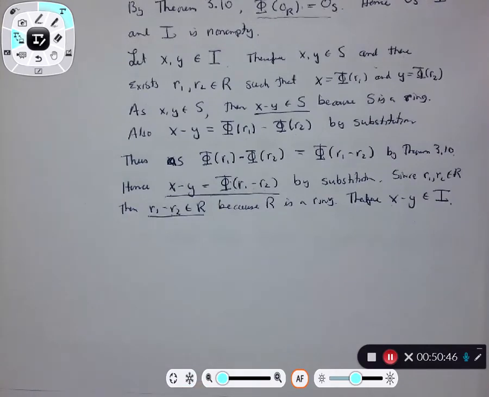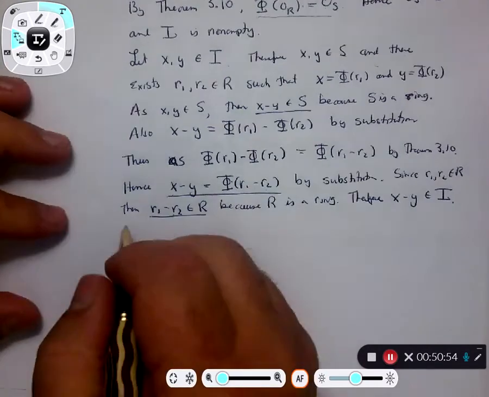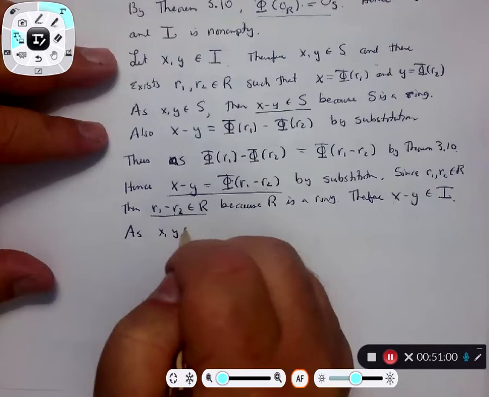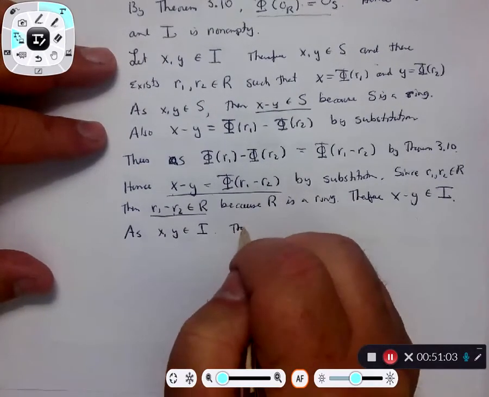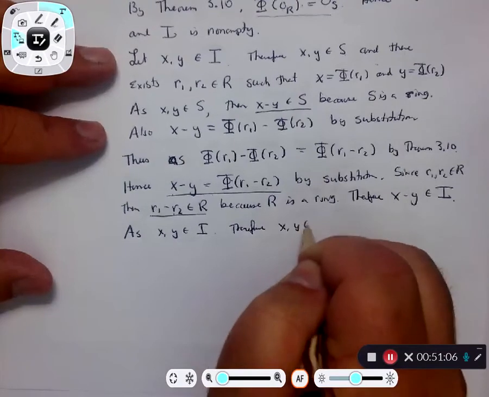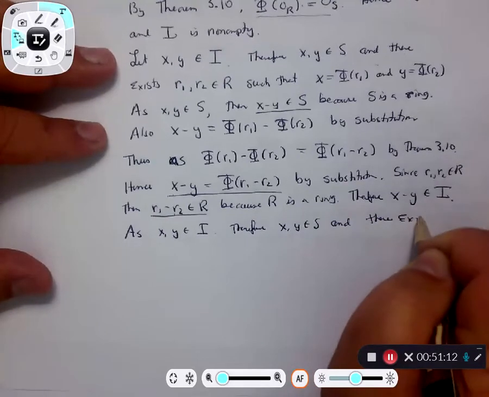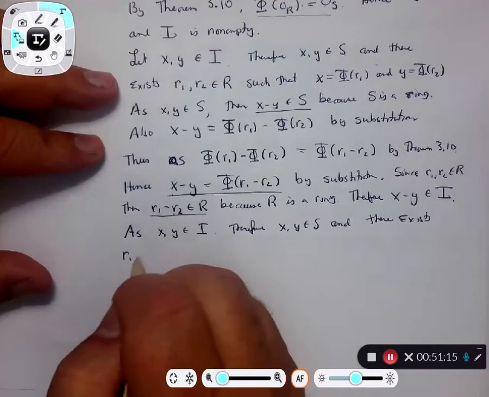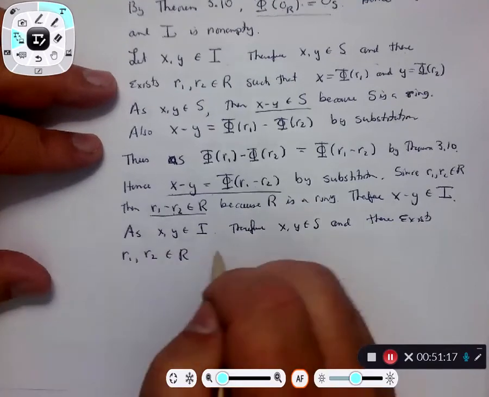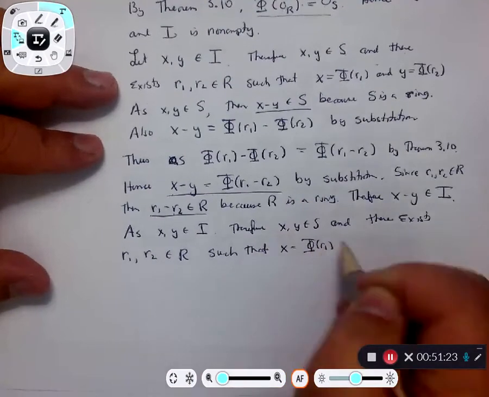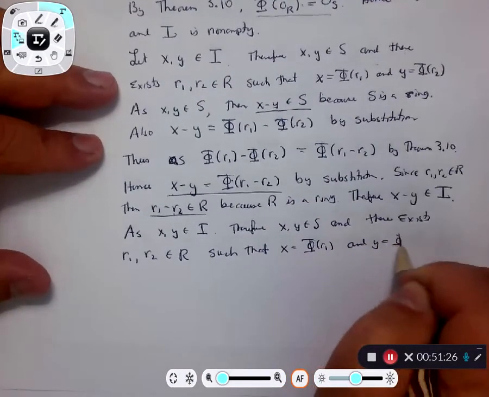And now I'm going to do the third part. The third part of Theorem 3.6 to show you have a subring is I have to show closure under multiplication. So start with your same guys. Just recopy it as x and y are elements of I, same guys. Therefore, x and y are elements of S, and there exists an R1 and an R2 elements of R such that x is equal to phi of R1 and y equals phi of R2.